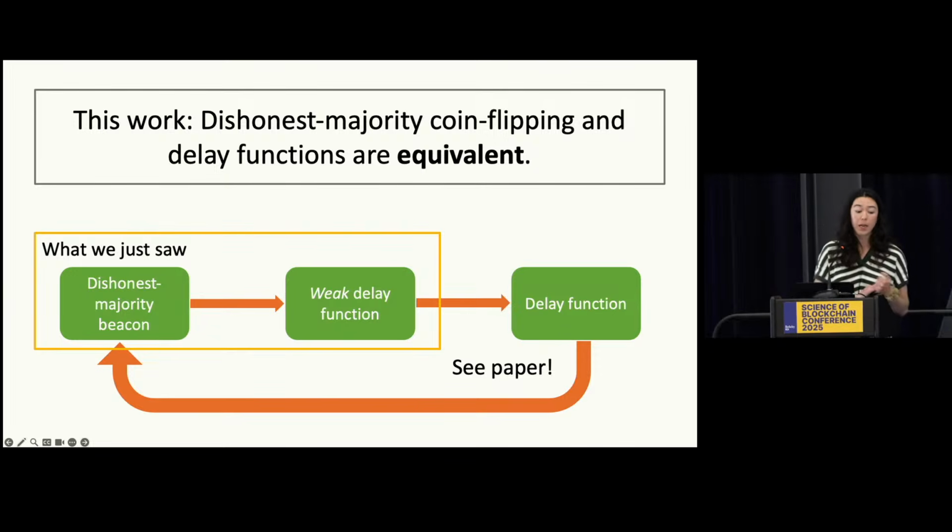Okay. Yeah, and if you're interested in our amplification from this weak delay function to a full delay function, I encourage you to look at the paper. And there we also show how you can take our full delay function, which is also different from VDFs, and construct a unicorn-like protocol to get a dishonest majority randomness beacon.